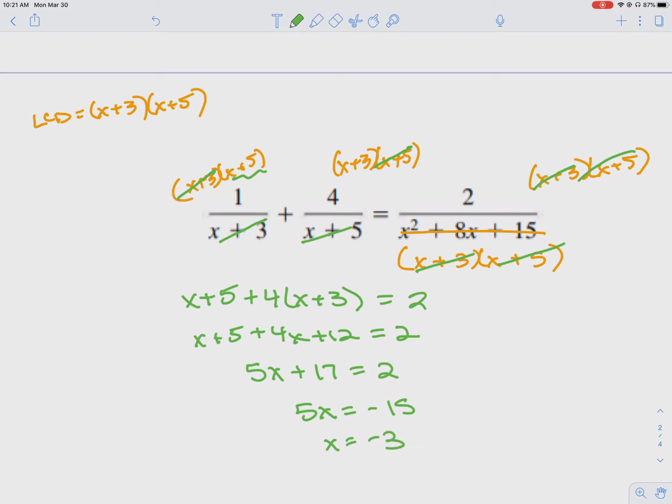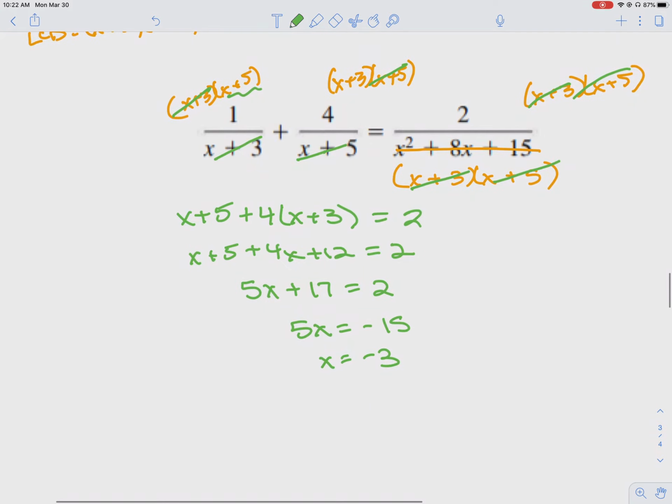All right. So before we write that down as an answer, we need to make sure that it doesn't give me a negative in the bottom. Well, notice I put it right here. -3 plus 3, that's going to give me a 0, and I can't have a 0. So my only answer doesn't work. So this is a no solution problem. Can't get the solution to that.